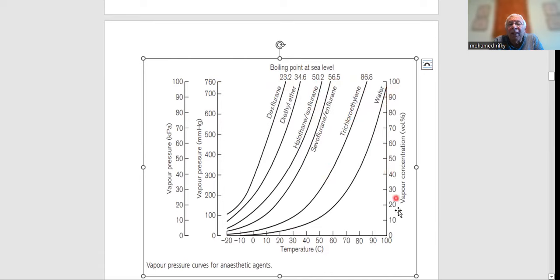The line on the right side gives a hint about the vapor pressure percent from 10 to 100. And on the right side, we can see the saturated vapor pressure until it reaches the atmospheric pressure. So for halothane and isoflurane at 20, the vapor pressure is around 400 and something. And then on the other side, we have the vapor pressure in kilopascals.